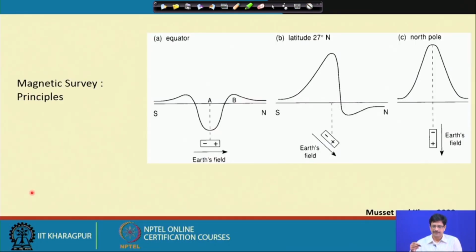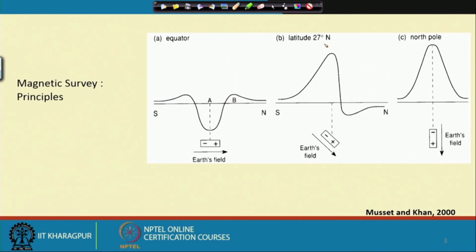This is a very simple example which is taken from Asset and Khan 2000. So, here this magnetic survey is conducted, supposing that our ore body or the material that we are trying to measure is a dipole, and it is oriented parallel to the Earth's field, and the measurement is being done in the equator region, and then we get an anomaly which will be of this shape.